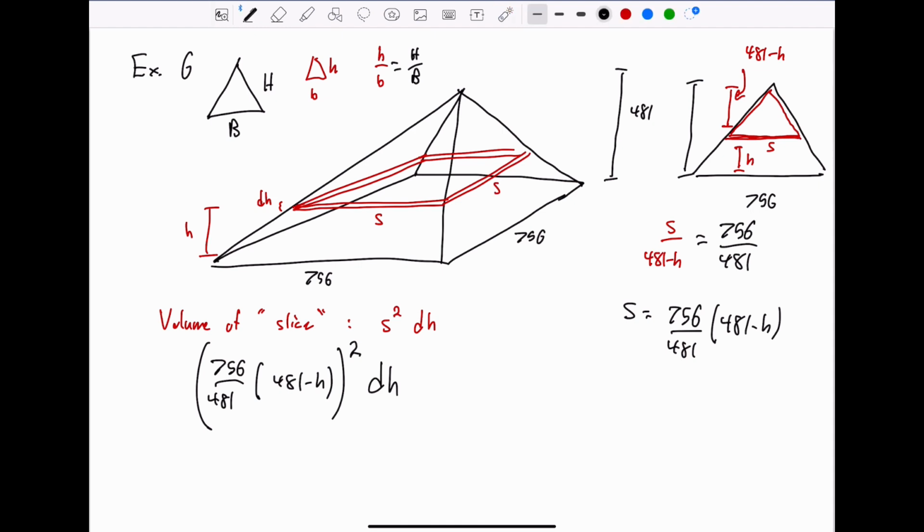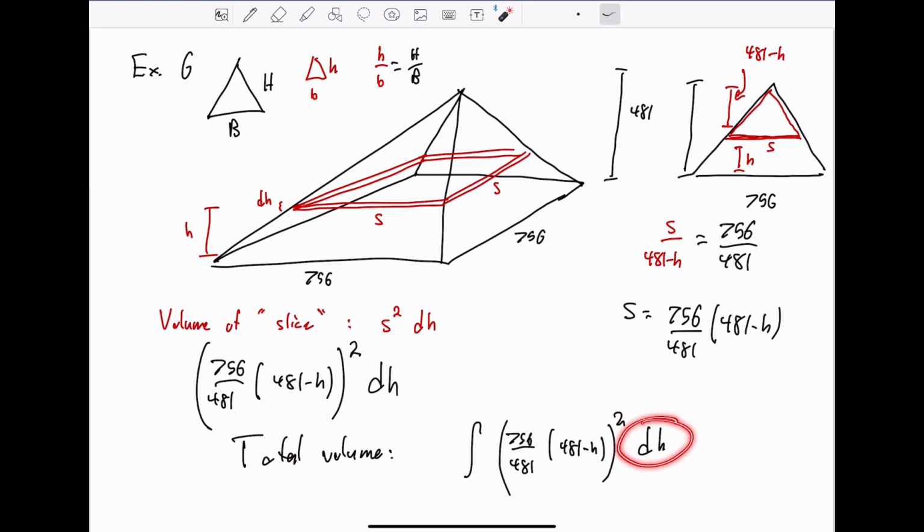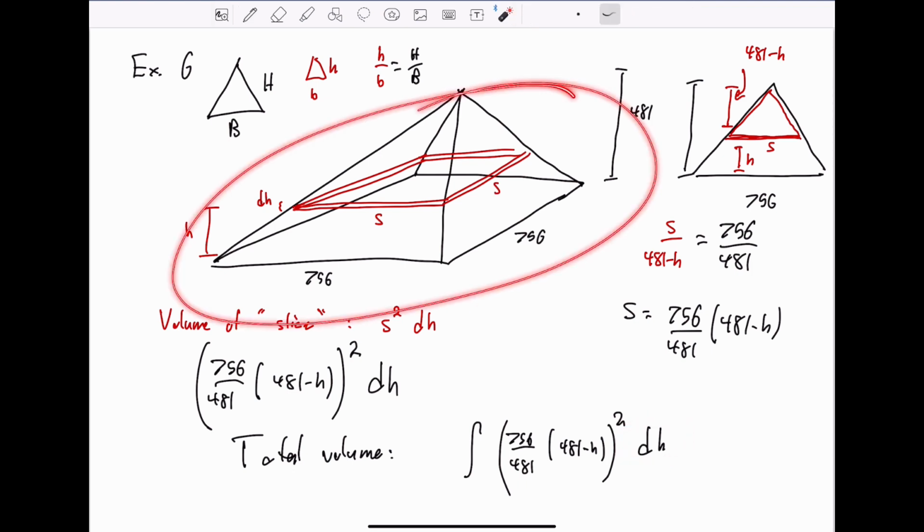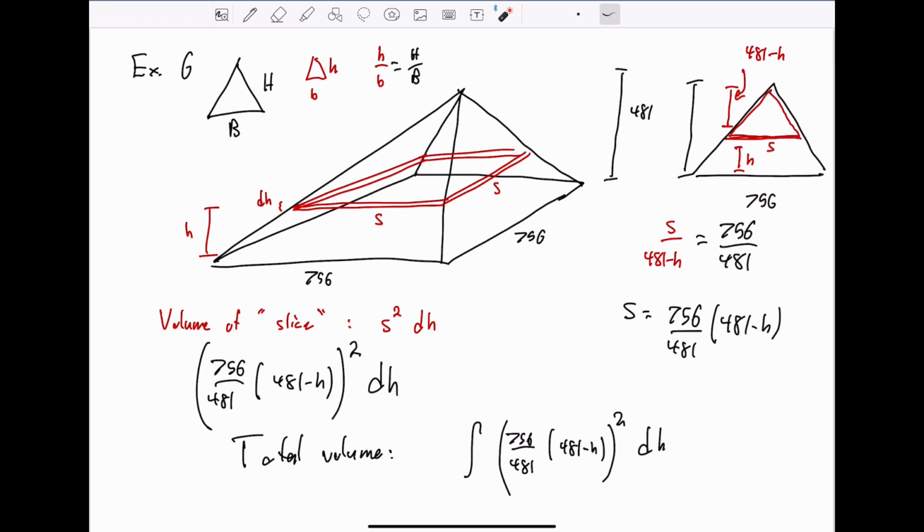Well, we integrate. The total volume is the integral. Think of the integral as adding up all of these representative volumes. The integral symbol adds all these up, so we integrate 756 divided by 481 times 481 minus H. All of this, once again, is squared in terms of H. And now what are the limits of integration? Well, we are integrating in terms of H. So we need to look at our picture and figure out how do we get all of the representative slices for the entire pyramid. H is the distance from the ground to the slice.